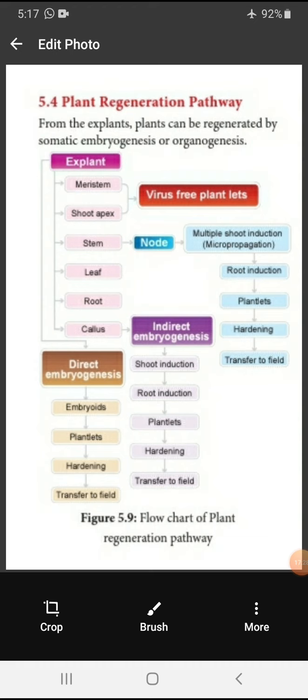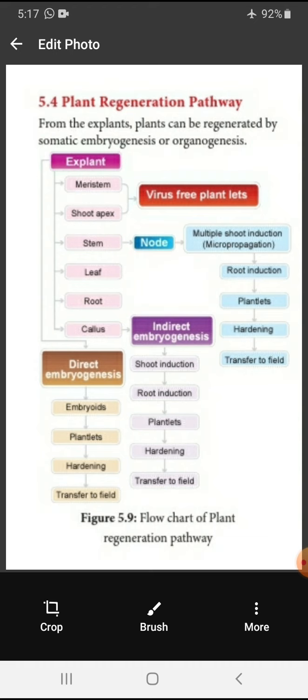Now we are going to discuss the plant regeneration pathway. Already we know how the plant develops from a single cell. We are going to use the explant. From the explants, plants can be regenerated by somatic embryogenesis or organogenesis. Embryogenesis or organogenesis also comes under the basic steps involved in plant tissue culture technology. First, on the left side, we can see the explant. We can use the meristem, and also the shoot apex, as meristem culture. So virus-free plants are produced by the apical shoot meristem culture.